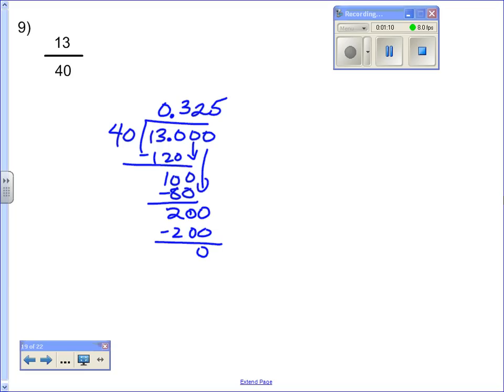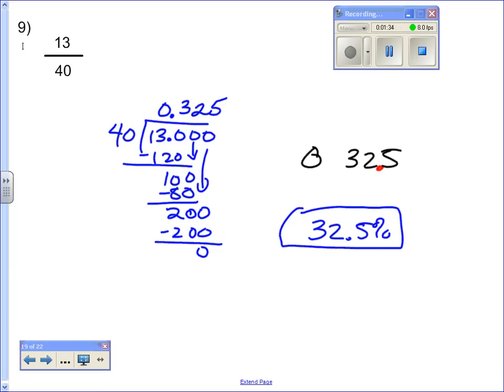So remember, to turn a decimal into a percent, all we do is take that decimal point and move it over 2 places. So the answer is 32.5%. That is the answer for number 9 on page 52.